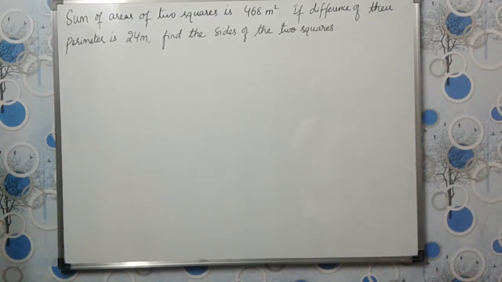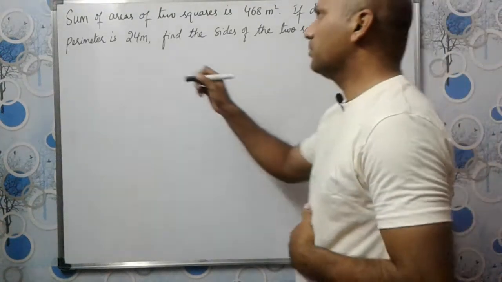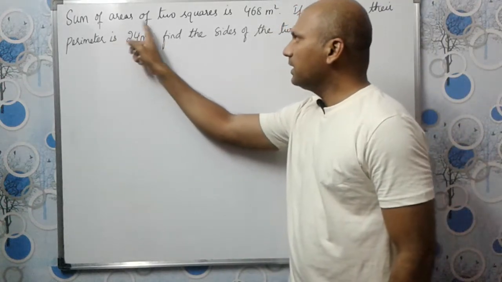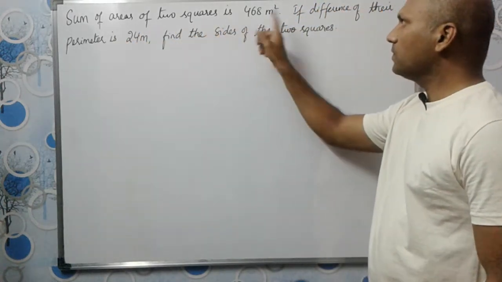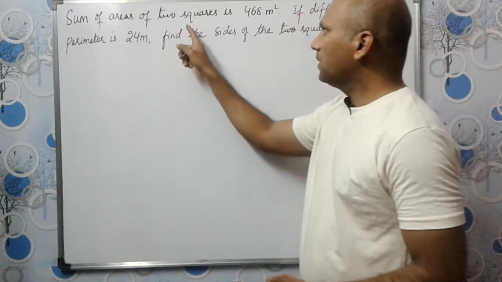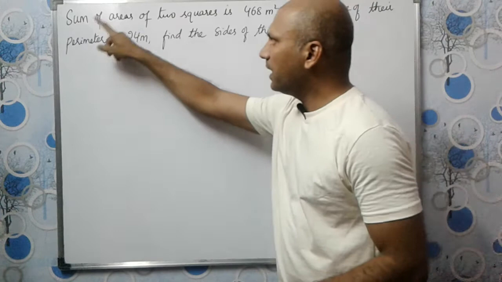Hello students, in this video we are going to solve this problem from quadratic equations. Sum of areas of two squares is 468. So there are two squares, we need to find the area and the sum.